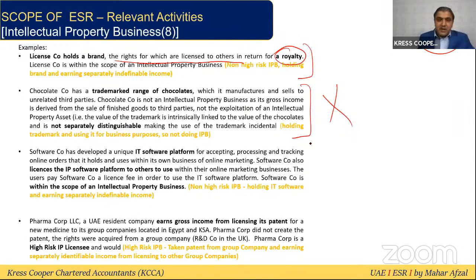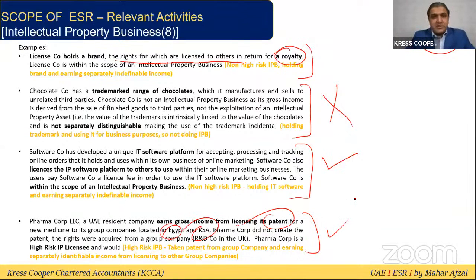The software company has IT software and from the software earns separately identifiable income. Yes, it will be subject to ESR, but this is non-high risk. In the same way, the pharma company has gross income from licensing a patent that they have received from Egypt, KSA. Now this is fulfilling the definition. Everything they got from outside the UAE, so it will be considered a high risk IP business.